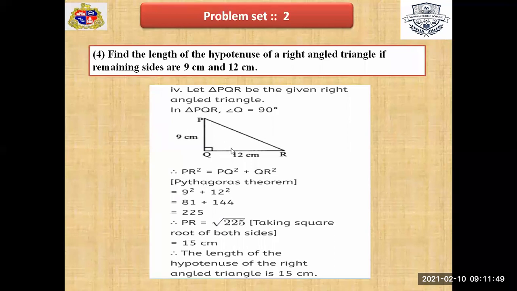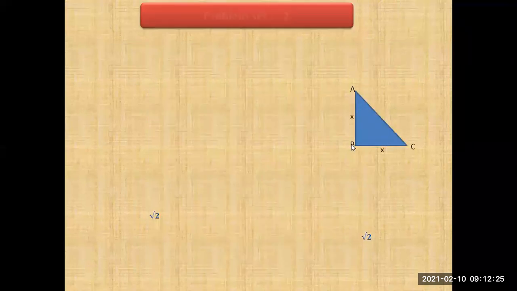So apply Pythagoras theorem here. PR square is equal to PQ square plus QR square. So 9 square is 81, 12 square is 144. Add them, 225. So PR square is equal to 225, but we have to find the length of the hypotenuse, that is PR, which is equal to under root 225. So 225 is a perfect square, the square root is 15. So we get PR is equal to 15 centimeter. Finally, write down the answer in this way. Therefore, the length of the hypotenuse of the right angle triangle is 15 centimeter. Okay. Next question.